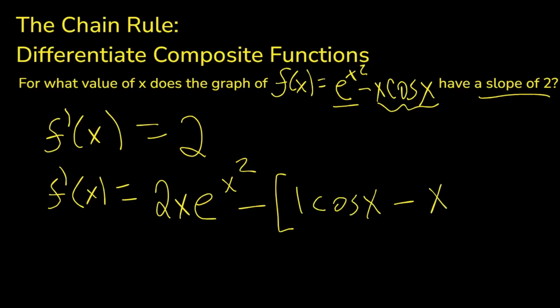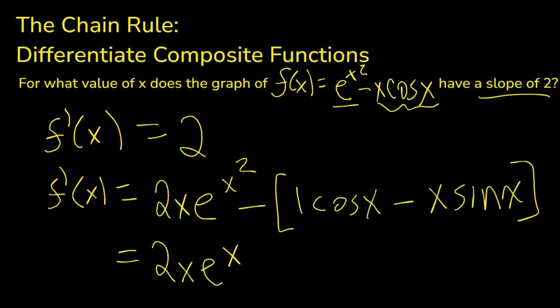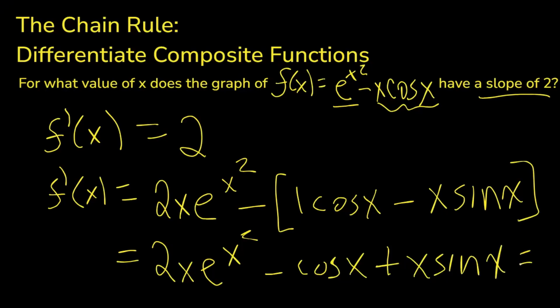Now I left that minus because I know that the derivative of cosine is negative sine, and that's going to change the plus to a minus. If we distribute the subtraction, it's going to be minus cosine x plus x sine x. And then you would set that equal to 2 and solve for x. But see what I mean about this being algebraically impossible? So we'll hop on over to Desmos to figure this out.